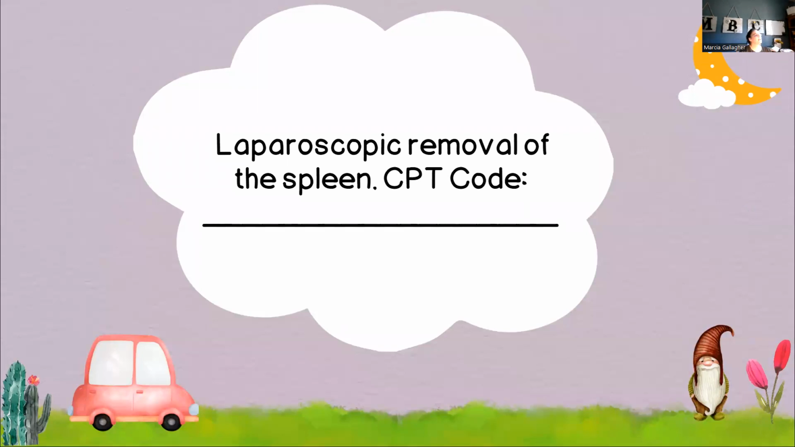So the next one is laparoscopic removal of the spleen. We're going to go to laparoscopy, then we're going to do splenectomy, because ectomy means the removal of. Laparoscopy is found on page 1152. Then we go to splenectomy under laparoscopy, and you have a choice of two codes, 38120 and 38129. I'll let you decide the correct answer.